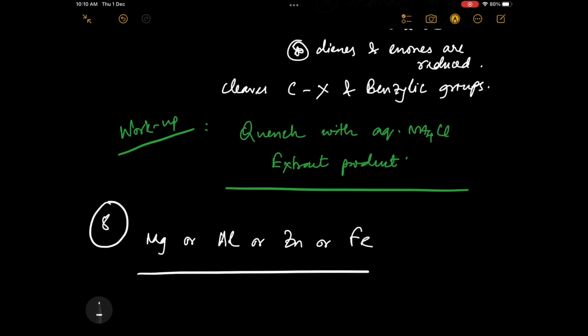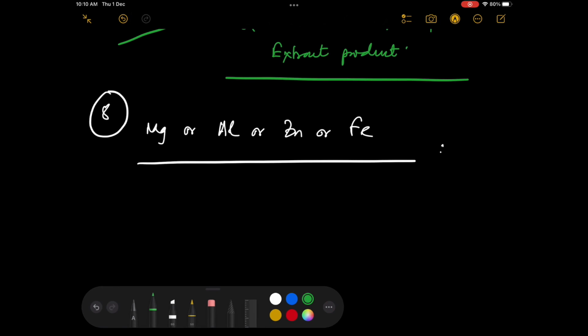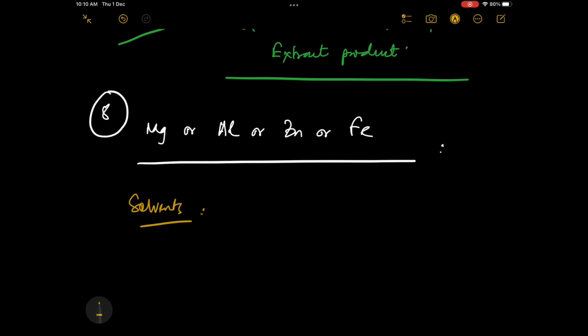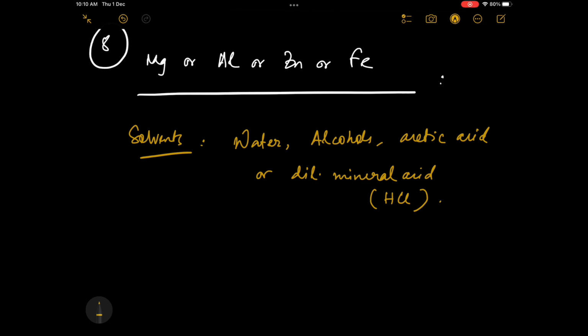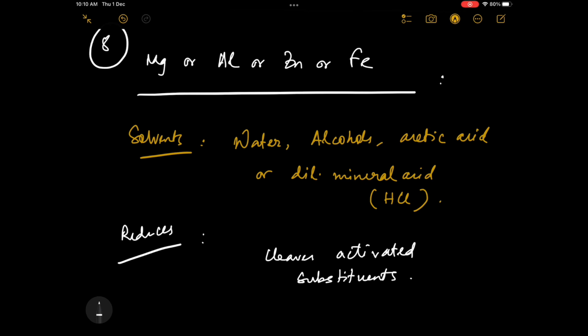So let us see the eighth one. The reducing agents are magnesium, aluminium, zinc, or iron. Solvents like water and alcohols can be used. Acetic acid and dilute mineral acids like HCl can also be used as solvents with these types of reducing agents. As you have seen, zinc HCl is a good reducing agent. Zinc amalgam HCl is used in the Clemmensen reduction. So let us see how it reduces.